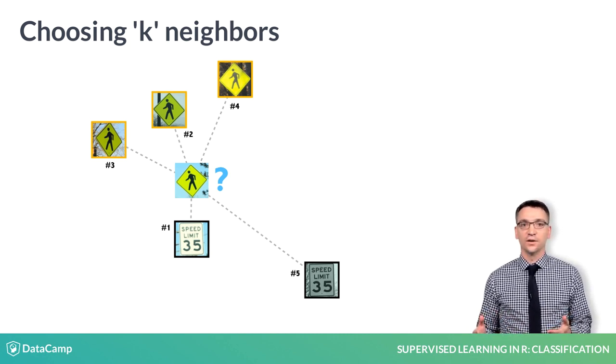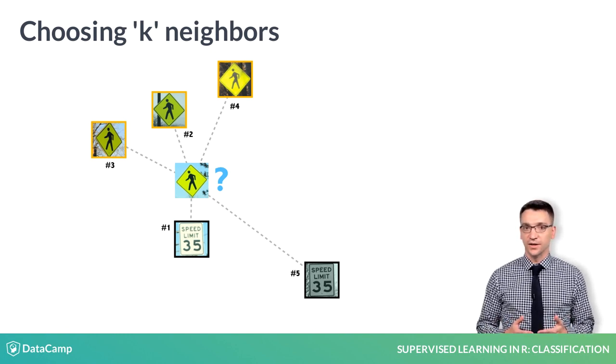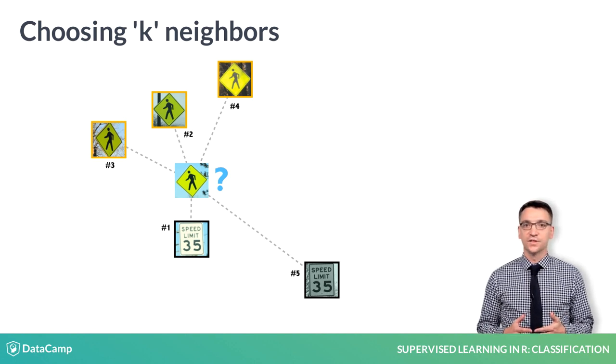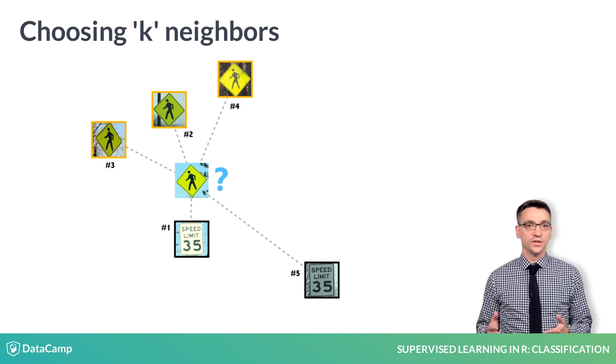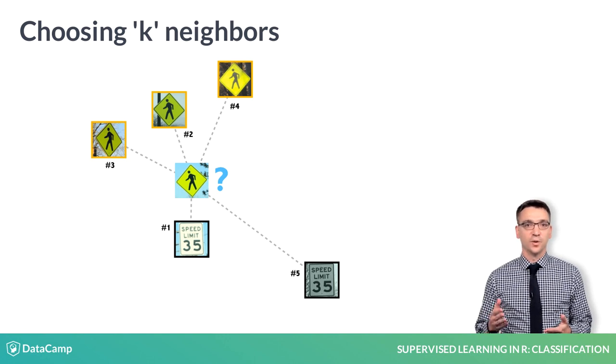Slightly further away are the second, third, and fourth nearest neighbors, which are all pedestrian crossing signs. Suppose we set k to 3. What would happen? The 3 nearest neighbors, a speed limit sign, and 2 pedestrian crossing signs would take a vote. The category with the majority of nearest neighbors, in this case, the pedestrian crossing sign, is the winner.